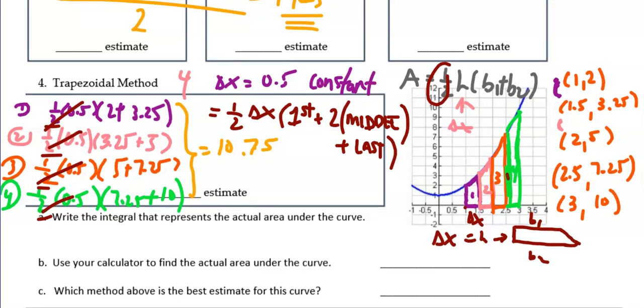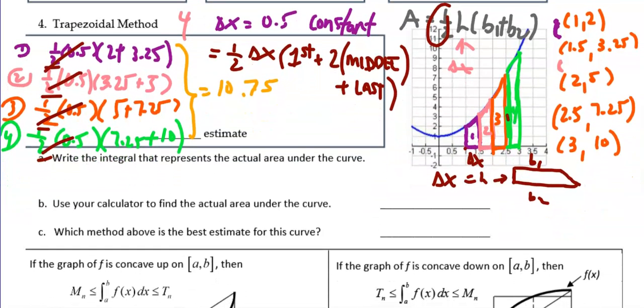So that's the shortcut for the trapezoidal. It says write the integral that represents the actual area under the curve. So what this means is that we're going to talk about this in the next lesson, but the integral looks like an S for segment notation. We were on the interval from 1 to 3 of our function, and then delta x. And I'll talk more about what this is a little bit later on. So this is what our actual function is.